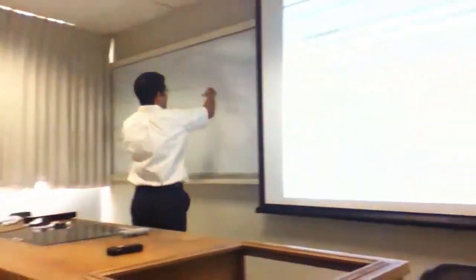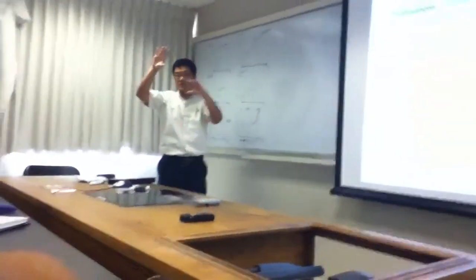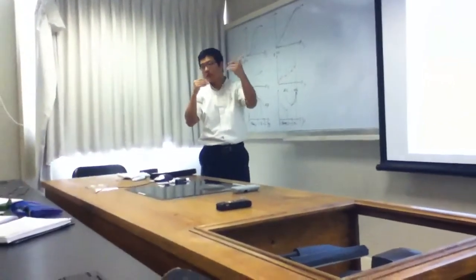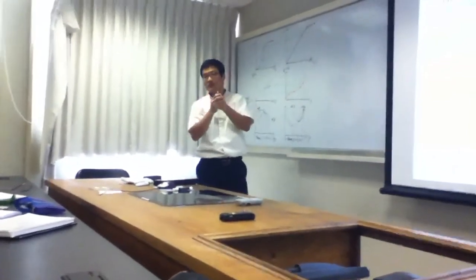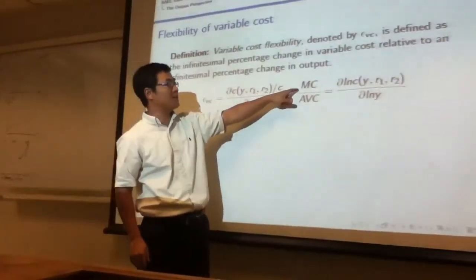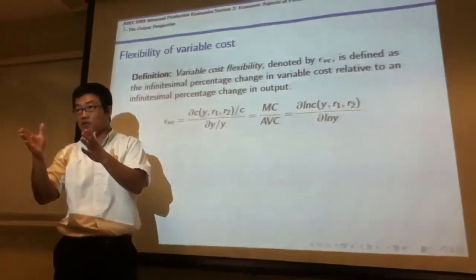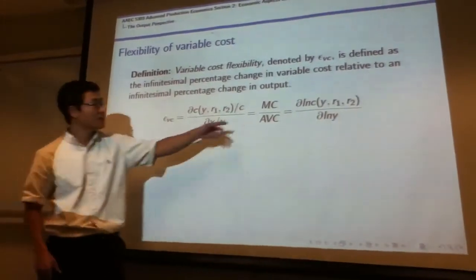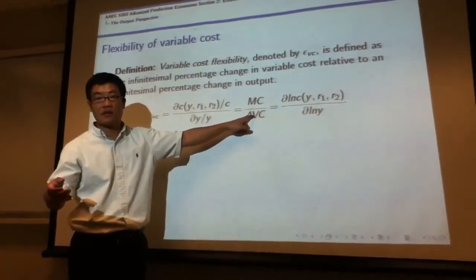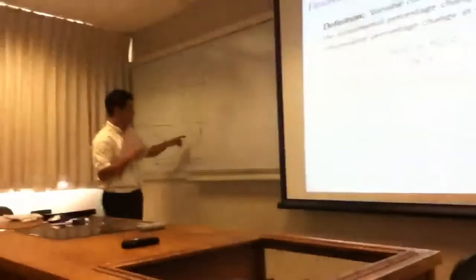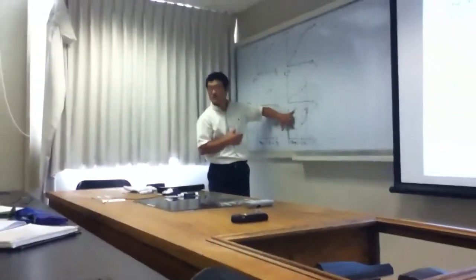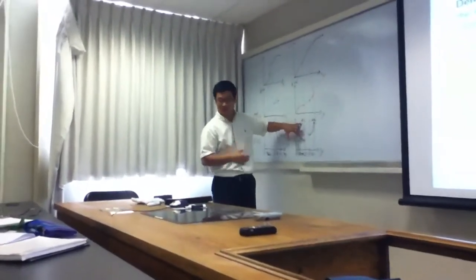So along that expansion path, basically, if you increase your output level by a small percentage, how much your minimum cost will increase as a percentage. Again, any elasticity can be defined as the ratio of the marginal function to the average function. So here we got marginal cost divided by average variable cost. That's the ratio of marginal cost to average cost. At each point, it's pretty easy to look at.